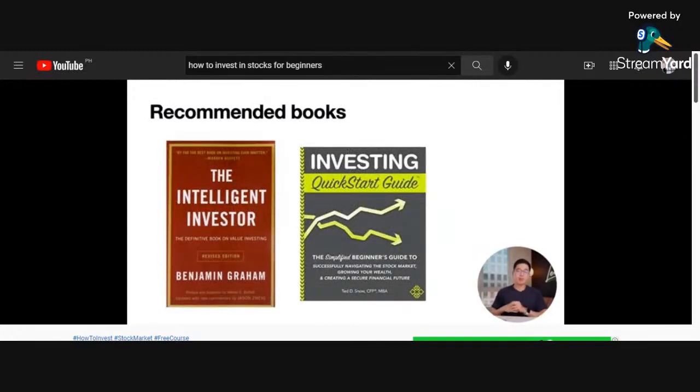If you guys are looking for some more information about stocks, you can check out The Intelligent Investor by Benjamin Graham. This is a great book that most investors are going to start off with. And you can also check out the Investing Quick Start Guide. This is another beginner's guide to investing that I found really helpful. They're really going to dive into the fundamentals of investing, and they're going to be more detailed than this video because you're just going to have hundreds of pages of text.